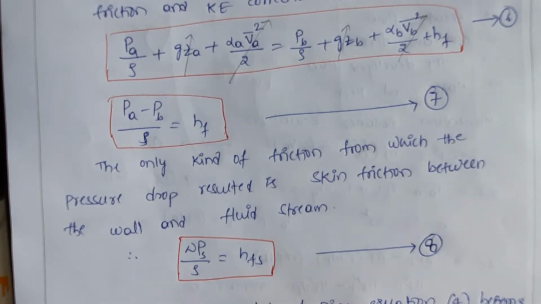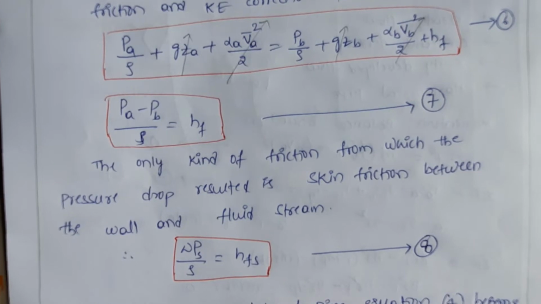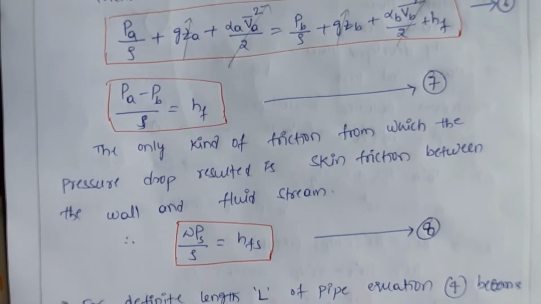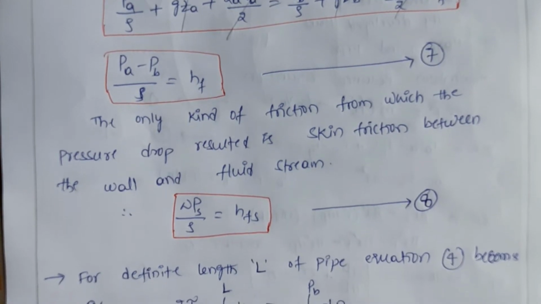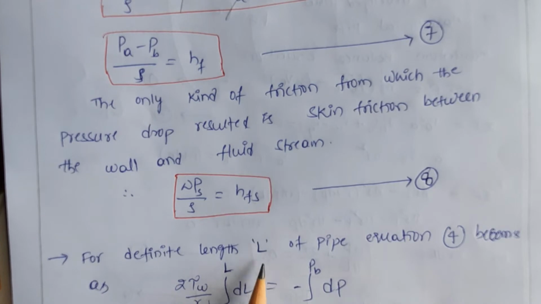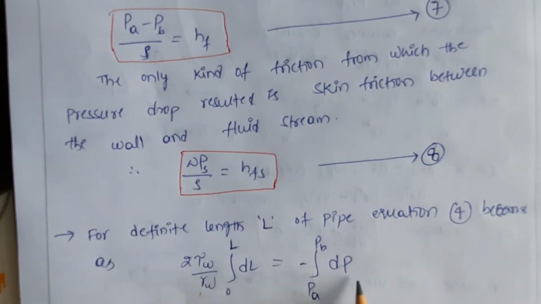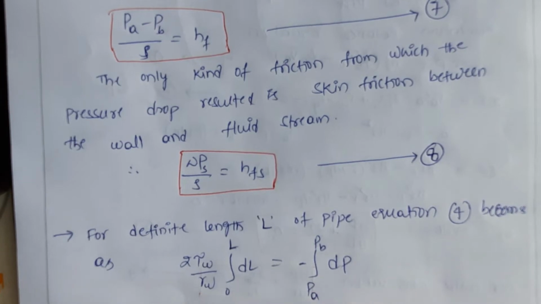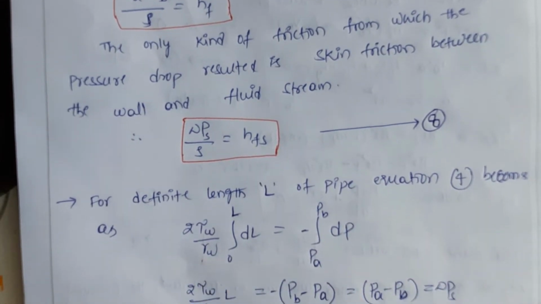This s indicates the skin friction. So for a definite length L of the pipe, equation 4 becomes dP by dL plus 2 tau w by Rw equals 0, right? From that expression, by integrating over a definite length of the pipe, since delta P is independent of the radius, we integrate over the given boundaries and we will get this expression. Clear?